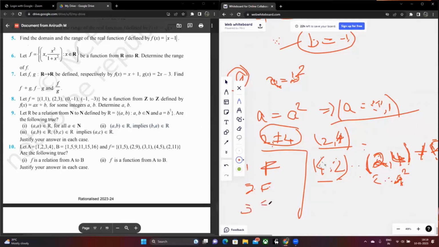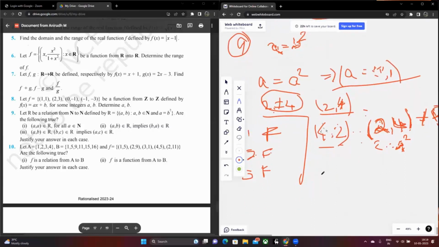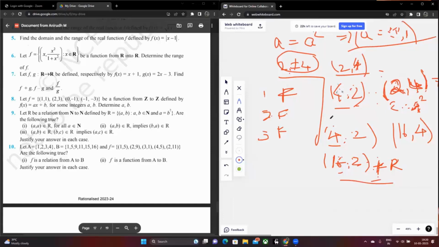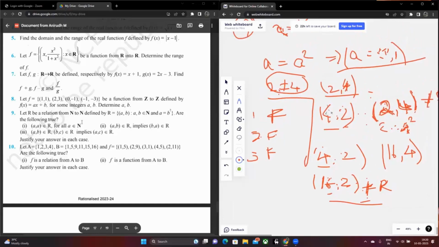And 3 is also false. Easy to demonstrate, because see, (4, 2) belongs to R. Then you have (16, 4) belonging to R because 4 squared is 16. But (16, 2) does not belong. Wait, this is (a, b), this is (b, c), then your (16, 2) is your (a, c). This does not belong to R because 16 is 2 to the power 4, it's not 2 squared. This does not belong to R. So therefore, 3 is false. So you have all 3 being false.